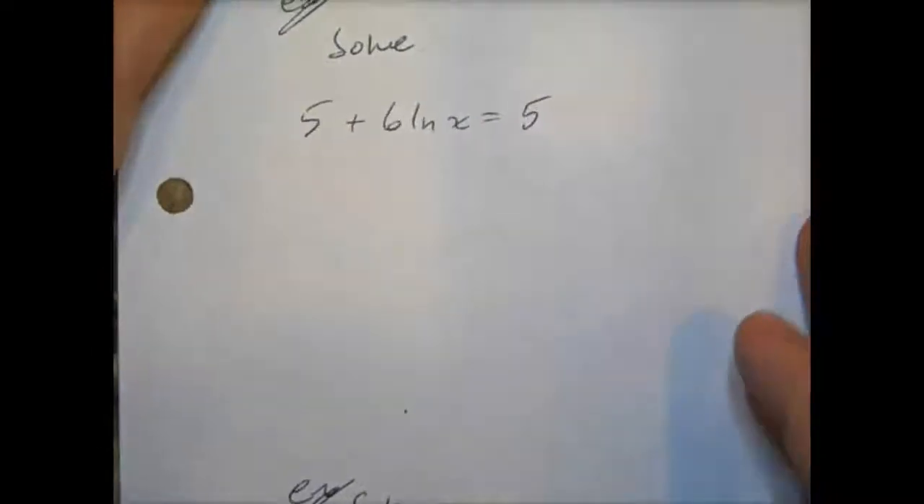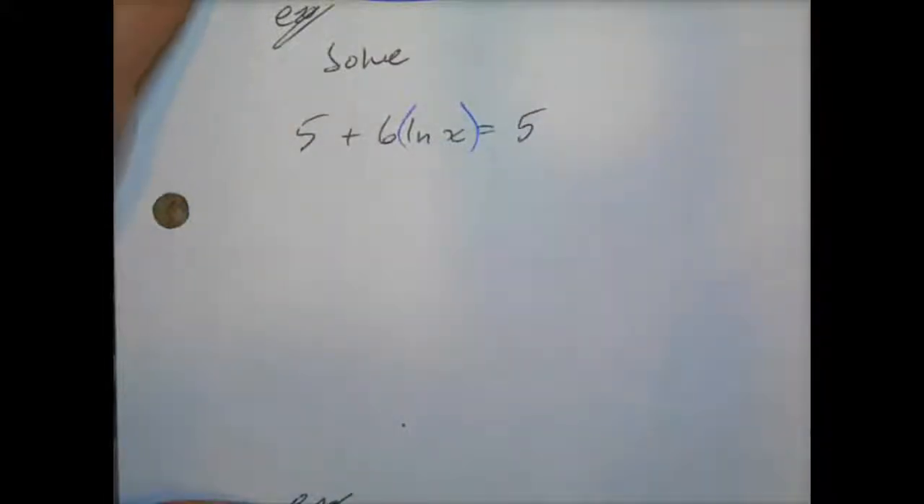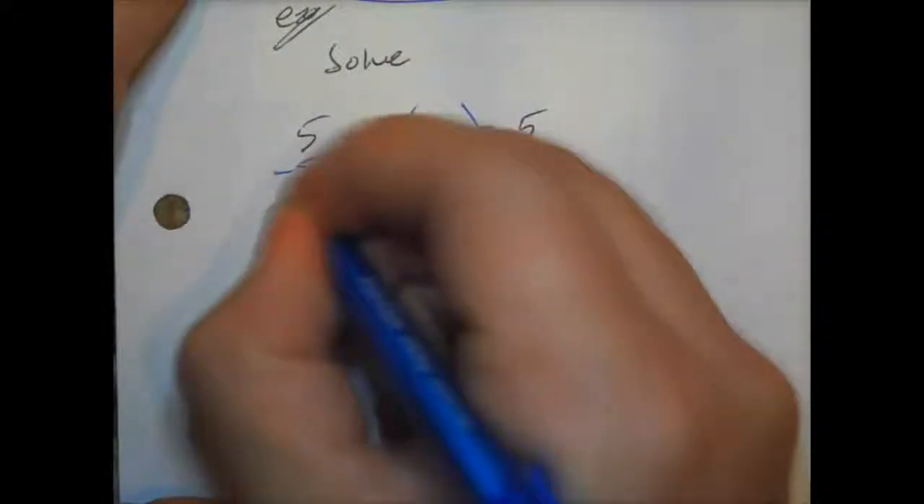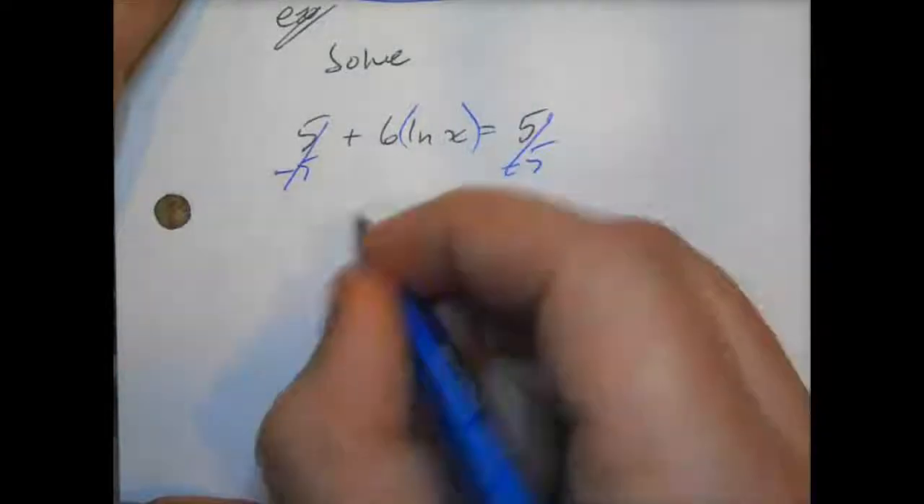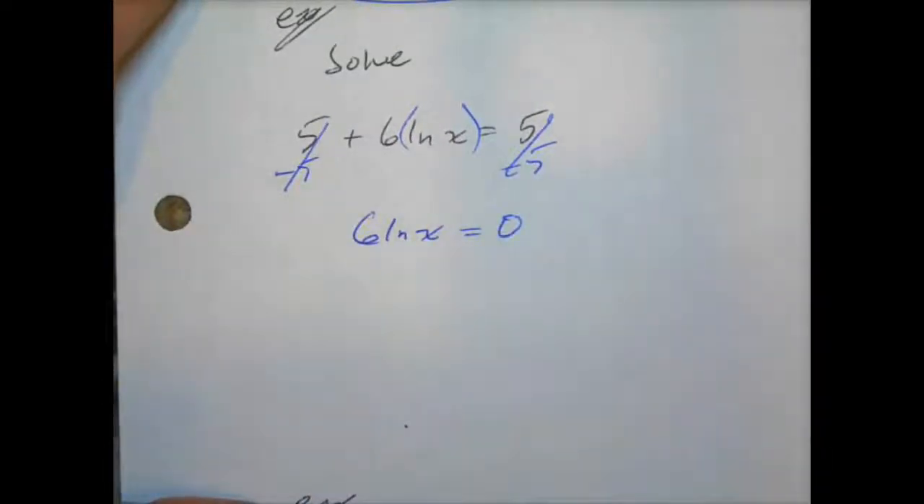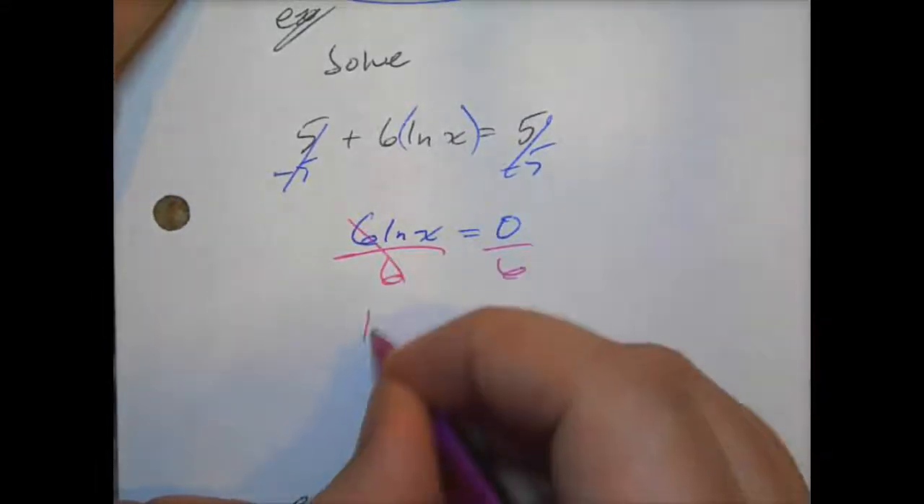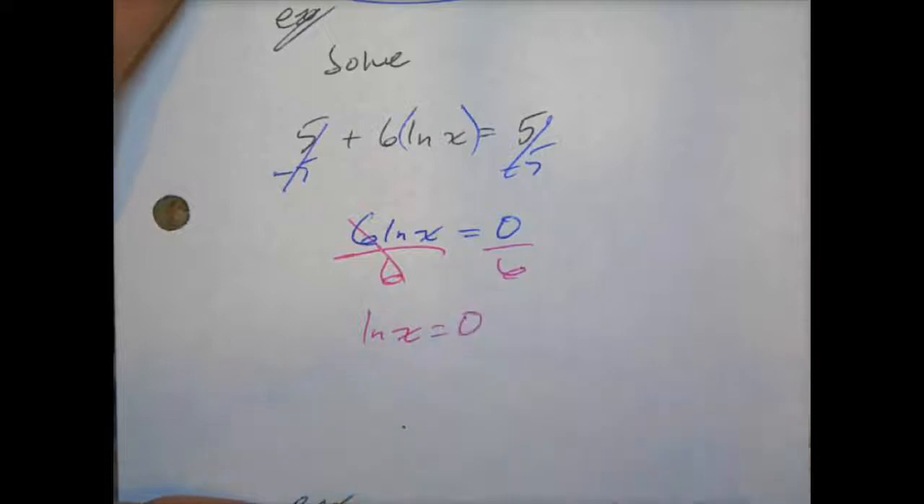All right, doing good. Moving on. Almost done. One more after this. So here again, get the log by itself first. So I need to minus 5. So I have 6 ln of x equals 0. I need to get rid of the 6 in front. So divide by 6. So ln of x equals 0.